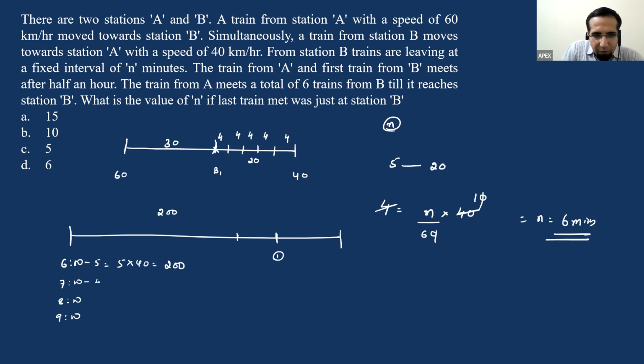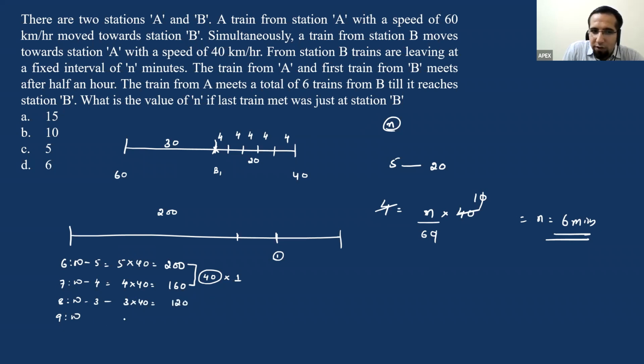The second train has covered only 4 hours. That means it will be 4 into 40, which is equal to how much, guys? 160. So you see the gap between these two is how much? The gap between these two is 40 kilometers. Why? 40 speed at 1 hour gap. Now train 3 would have covered 3 hours. That is 3 into 40. Now this will be 120. Again, the gap is going to be 40 kilometers.